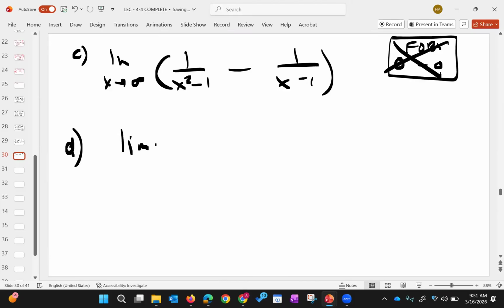I told you it was coming. All right, let's see. Cosecant. I just love trig functions here. Cosecant of x to the x power. That's crazy.